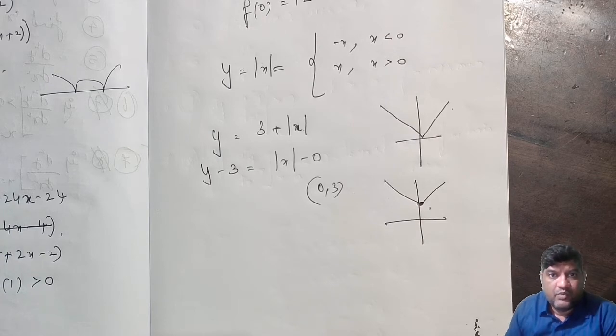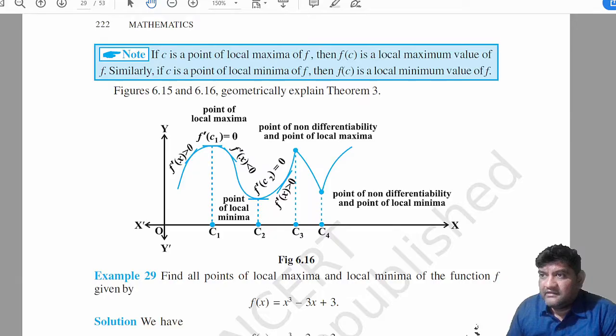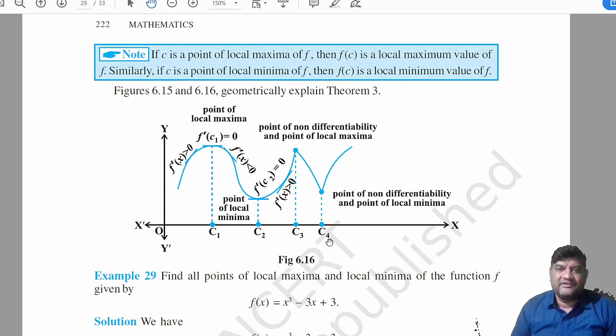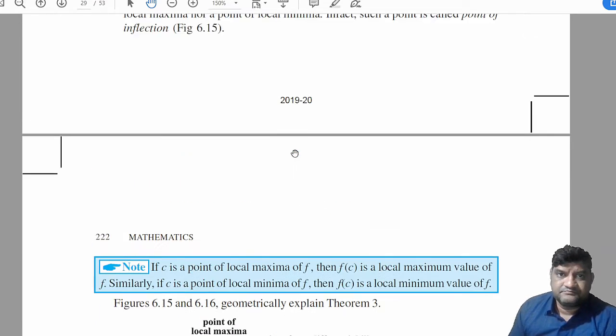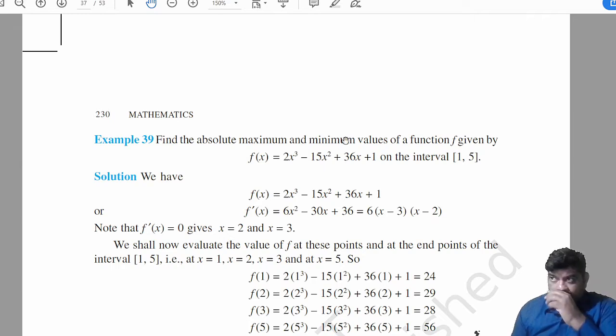One other thing that I have noticed is questions based on differentiability. Wherever there is a peak, this peak will not be differentiable. Remember that. At x equal to C3 and x equal to C4, the points are not differentiable because it is not a smooth curve. Remember that.